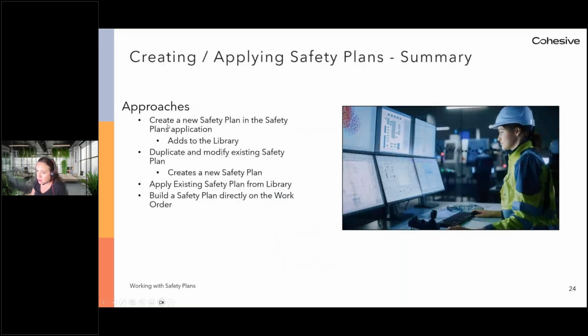All right, so to summarize, hopefully you can now appreciate that there are several ways to create a safety plan in Maximo. The first and most obvious way is to create a new safety plan using the safety plans application. You can then duplicate or modify an existing safety plan as a starting point for your new safety plan. Once you have your safety plan created, you would add it to a job plan for a particular asset or location, and then add that job plan to your work order.